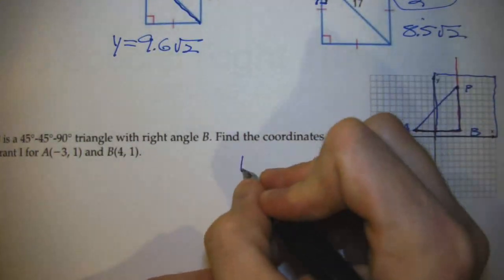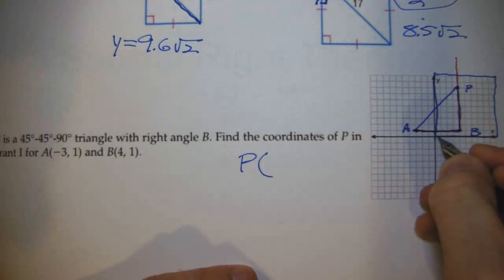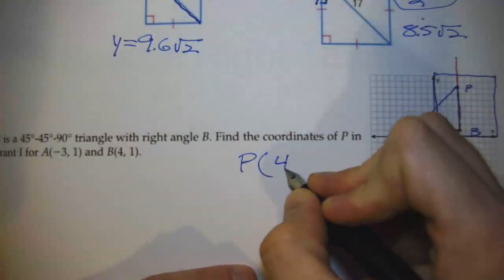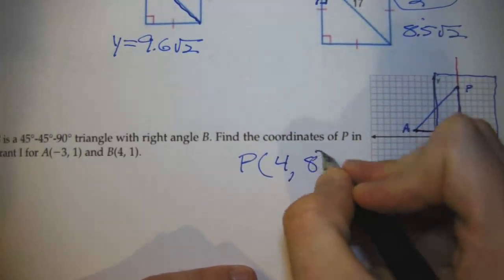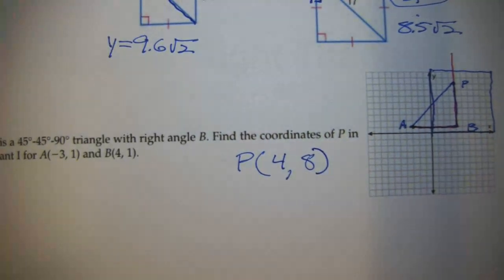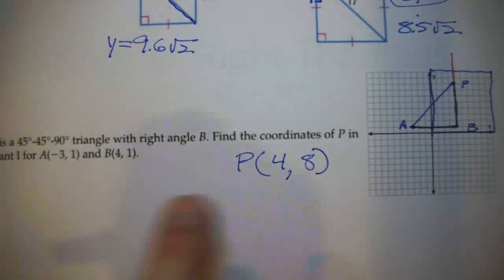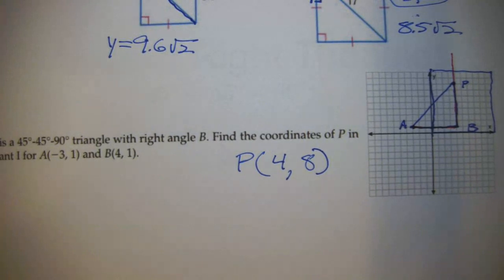And in this case, the coordinates of point P are at, let's see here, 4, 8. So again, we're just looking at those constraints and making sure that everything we've got follows those. Pretty simple stuff. All right.